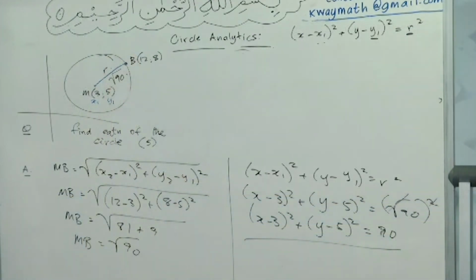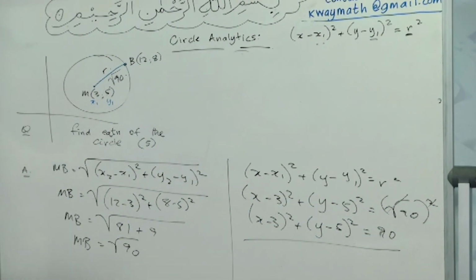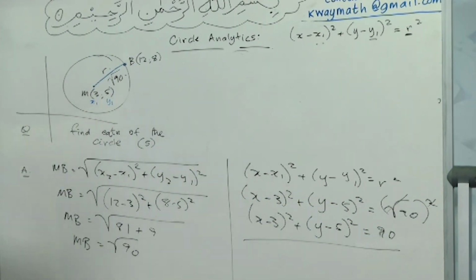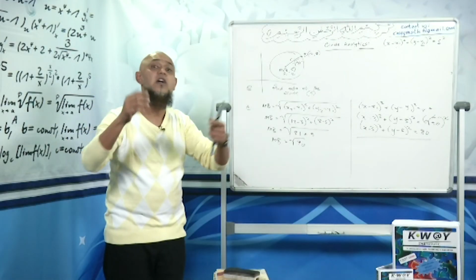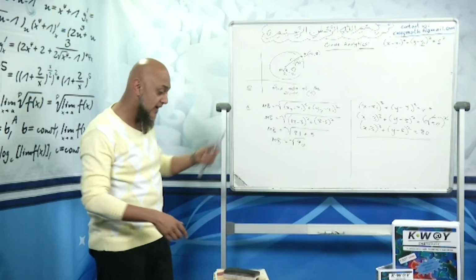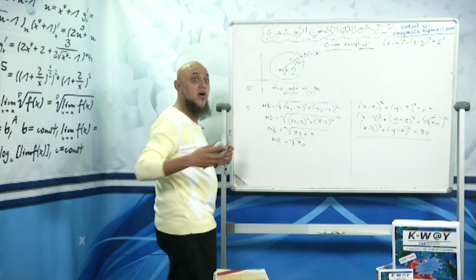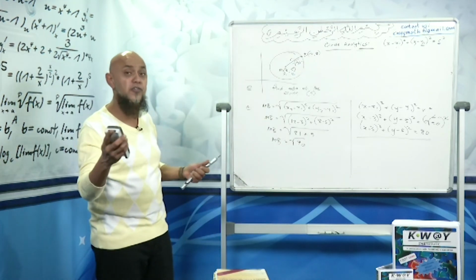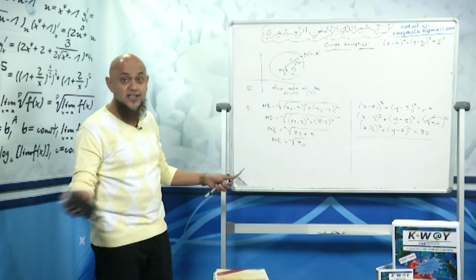Let's now go on to type 3. What if the final answer was given and they asked you to find the coordinates of the center of the circle and the radius? So type 3, we're now almost at the end. We are on type 3 of 4. Once this is done, circle analytics is done.